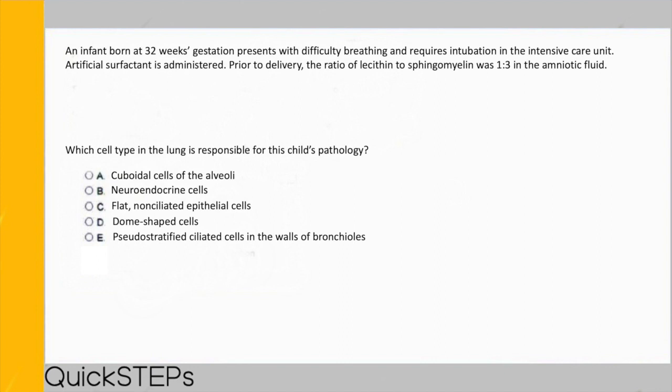And you want to make sure that they say lecithin to sphingomyelin. Some exams flip it. They try to trick people because some people just know the 2-to-1 ratio and they don't remember which one it correlates to. So lecithin 2, sphingomyelin 1.